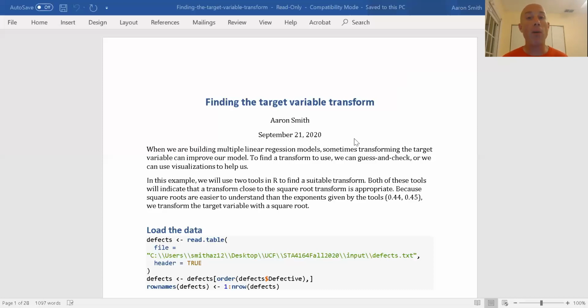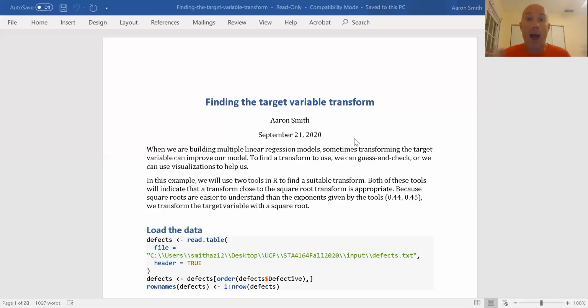Remember that my goal when I'm doing analytics frequently is not to get the best model possible, it's to get the most useful model possible. So something that I always need to think about is, what is it that my audience will accept? Will they accept a 0.44 exponent? What does a 0.44 exponent look like?